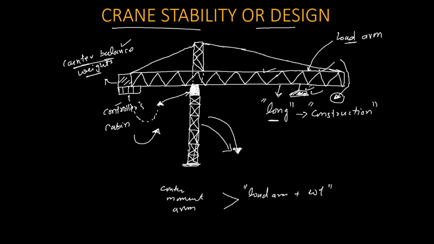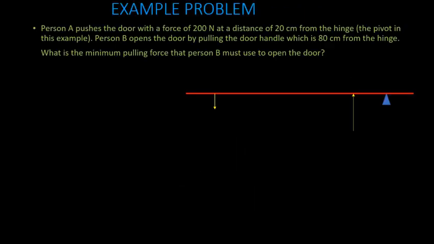So you can observe that the concept of moment of a force is applied in the design of a crane. To have better operation of the crane, this counter moment should be greater than the moment of the load arm plus the weight. So now let's take a proper example on the unbalanced condition.